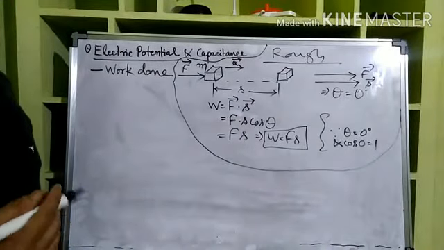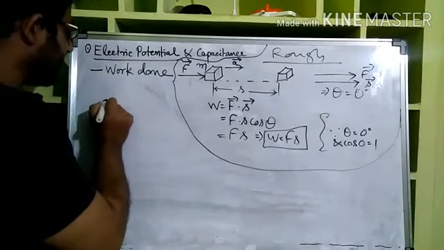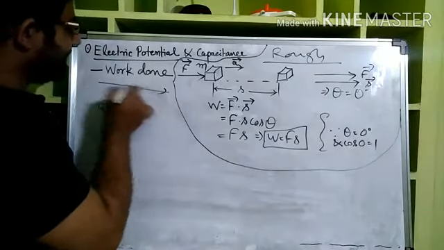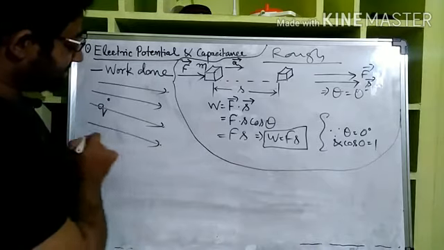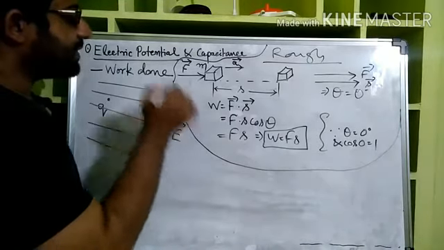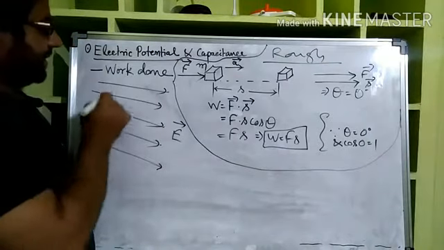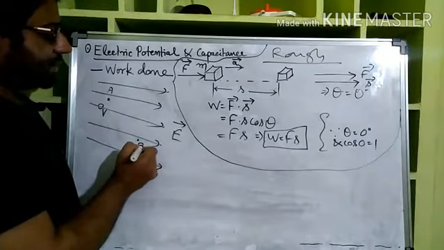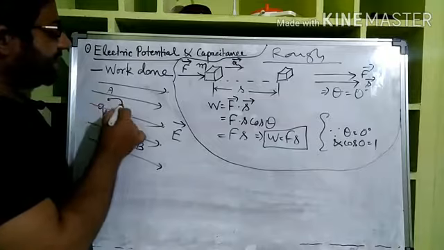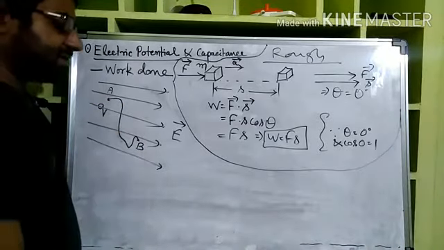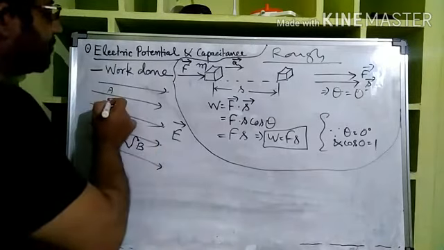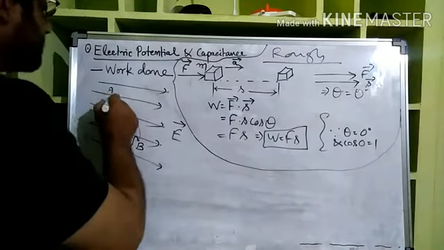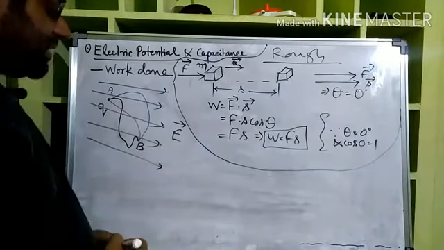Now let us see what electric potential is. In electrostatics, if there is a charge, and there is an electric field inside which the charge is moving, let us say the charge is moving from one point to another point B. It may move in any path, let us say like this, or maybe just like this, or maybe just like this. In any path it is moving.